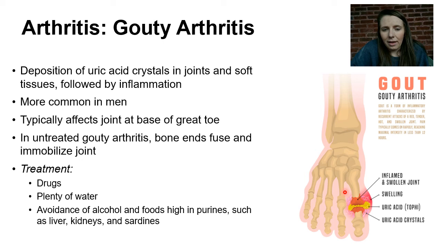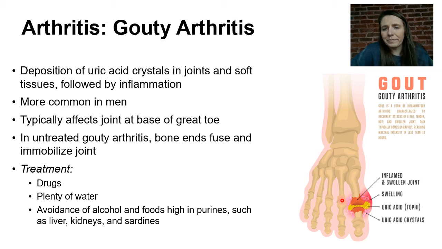If it is untreated, the bone ends will fuse together and the joint will be immobilized. But in order to treat gouty arthritis, there are medications, making sure the person is hydrated, and then also avoiding alcohol and foods that are high in purines, like liver, kidney, sardines, that kind of thing.